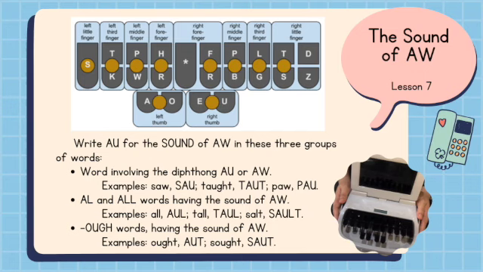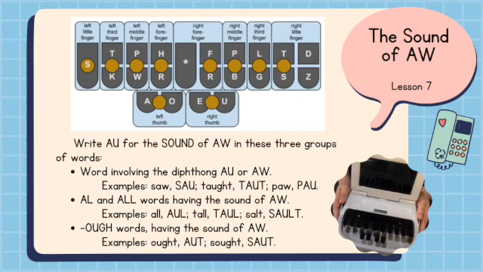Second, vowel A with L, and ALL words having the sound of O. For example, all: diphthong O, final L. For tall, initial T, diphthong O, final L. Salt, initial S, diphthong O, final LT. Third is for words with OUGH, having the sound of O.